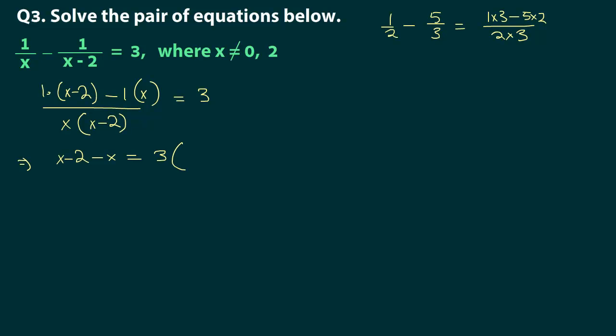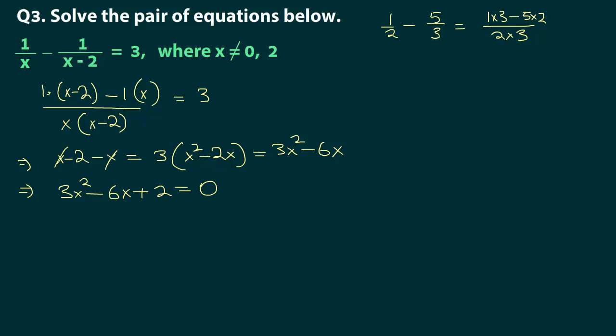So we will have 3 times x square minus 2x. Or in other words, we can write this as 3x square minus 6x, right? And on this side we have x minus x will cancel out, simply minus 2. Or in other words, we can get this minus 2 on the other side of the equality. So we will have 3x square minus 6x plus 2 equal to 0, right?